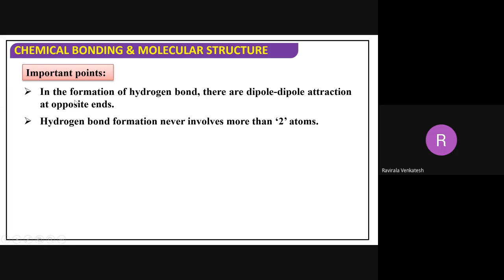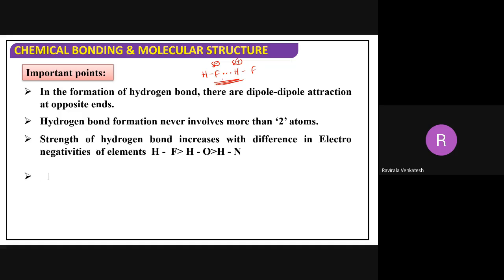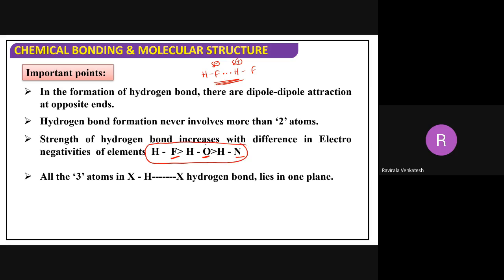Important points: in the formation of hydrogen bonding, there are dipole-dipole attractions at opposite sides. Dipole-dipole attractions mean like this. If you take HF, here we are getting hydrogen bonding because of the negative character over here and positive character over here. So dipole attractions are present on opposite sides. Hydrogen bond formation never involves more than two atoms. Hydrogen bonding is present between these two atoms only. Regarding strength, fluorine is more electronegative than oxygen. This is the order concept, this is strength.